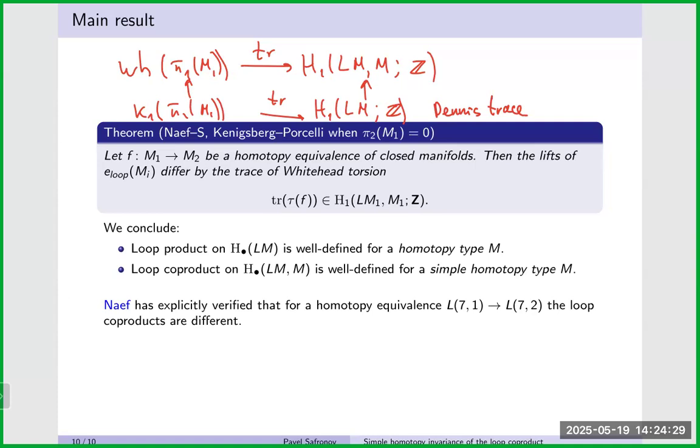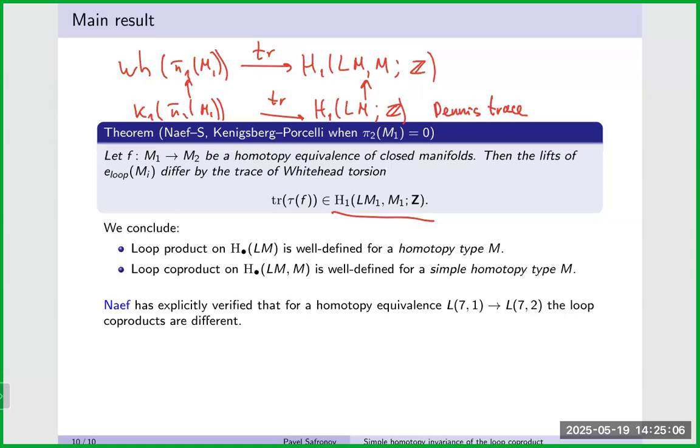And the main computation is that that's the discrepancy. If you have a homotopy equivalence of closed manifolds, these two trivializations differ by the trace of the Whitehead torsion. So in particular, if the homotopy equivalence is simple, the Whitehead torsion is 0, this class is 0. Which means that if you have a simple homotopy equivalence, the loop coproduct will be the same for the two manifolds.